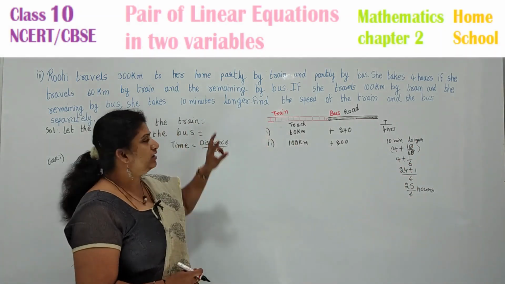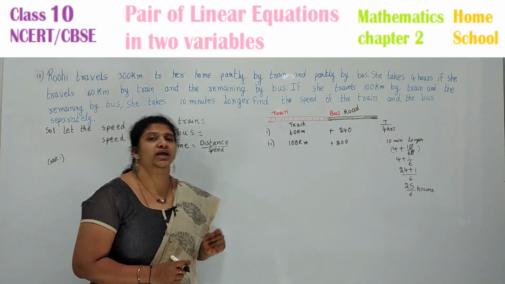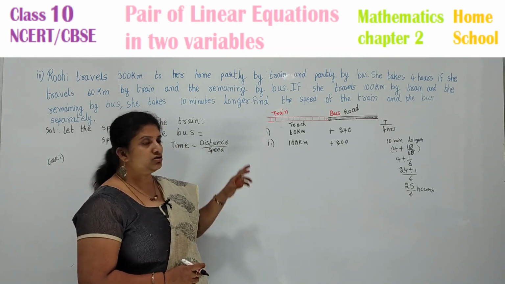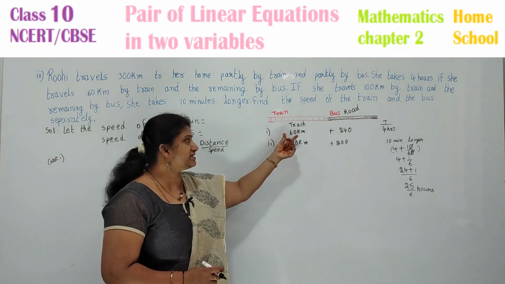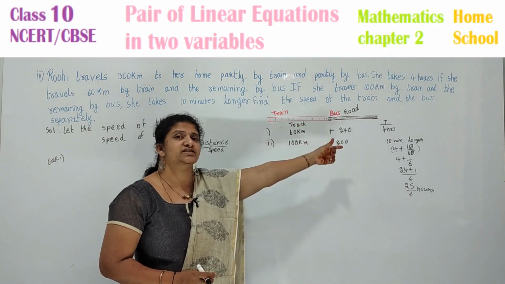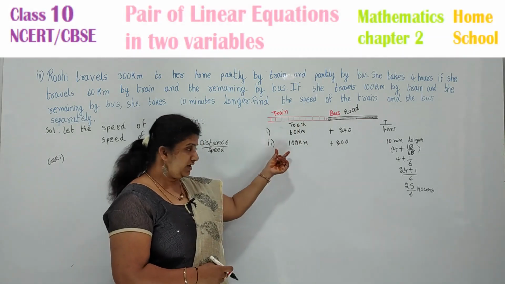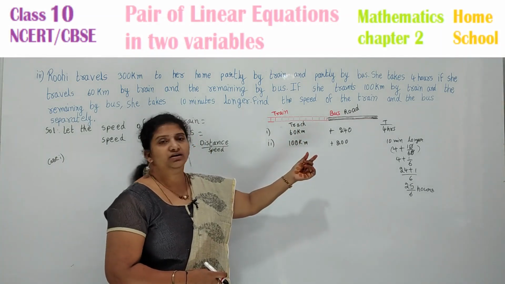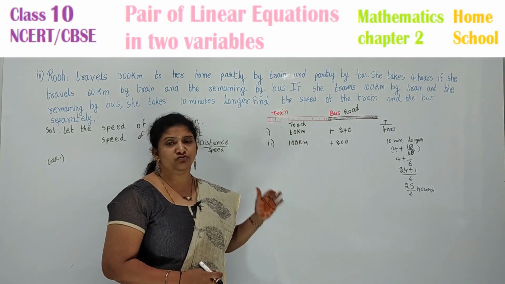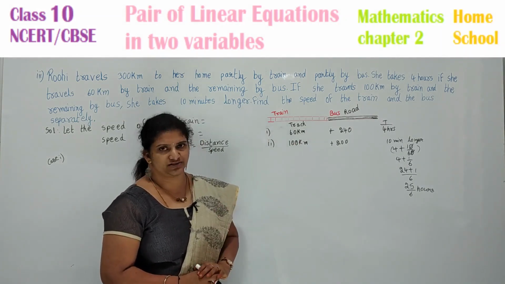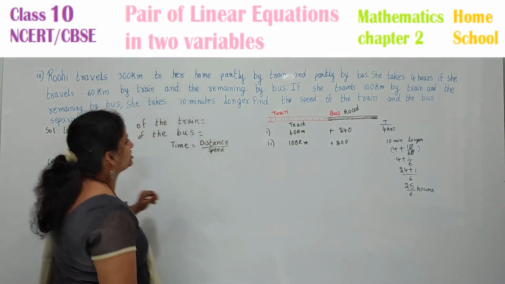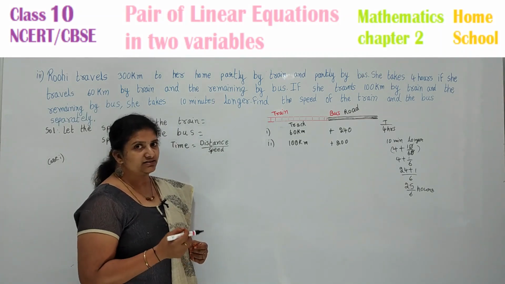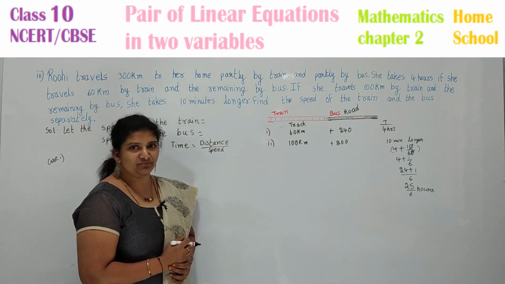Now we got here two cases. Understand the problem. Ruhi wants to travel to her home, which is 300 kilometers away. If she goes by train 60 kilometers and the remaining by bus, she reaches within 4 hours. If she takes 100 kilometers by train and 200 kilometers by bus, she takes 10 minutes longer, means 4 hours 10 minutes it takes to reach her house. Now, what is your question? Find the speed of the train and the speed of the bus. You need to calculate the speed. We know distance and we know time.